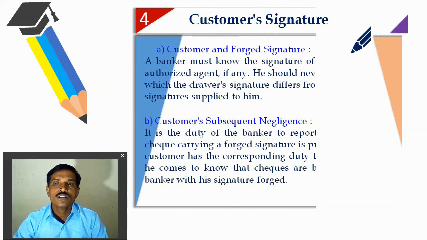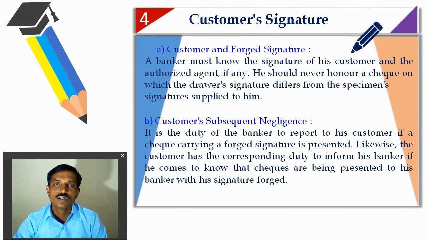Again, a certain thing is important: the customer's signature. The bank must know the signature of his customer and authorized agent. If in any doubt, he should never honor a check on which the drawer's signature differs from the specimen signature supplied to him. So the bank can refuse the payment whenever the specimen signature is not matched. But when the customer has informed the bank of the change in his specimen signature, at that time the bank honors the check.